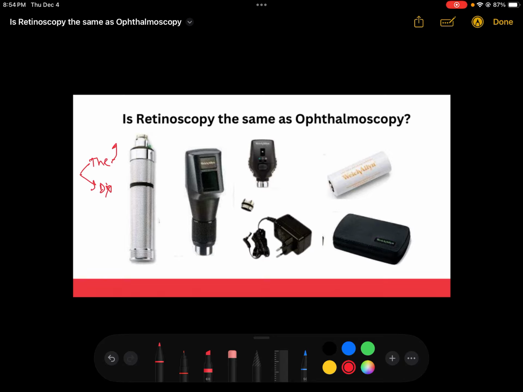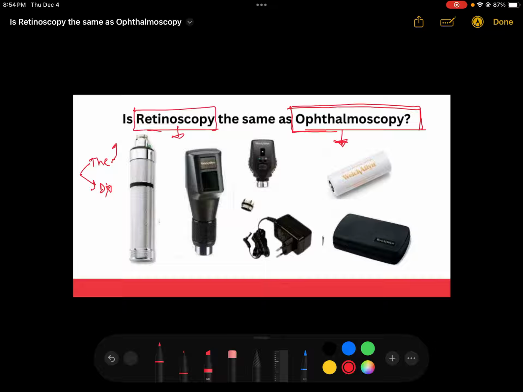Diagnostic uses are retinoscopy and ophthalmoscopy. Retinoscopy is done to see the refractive error, and ophthalmoscopy is done to see the posterior part of the eye, that means retina, optic nerve, etc. Retinoscopy and ophthalmoscopy are not the same.